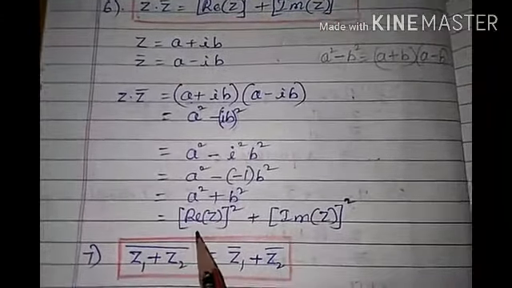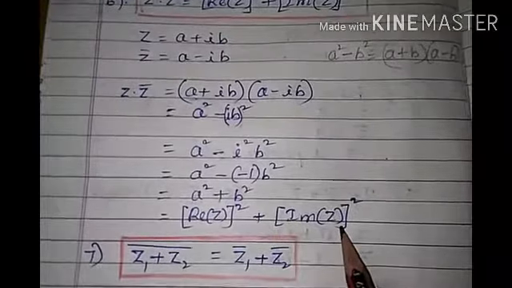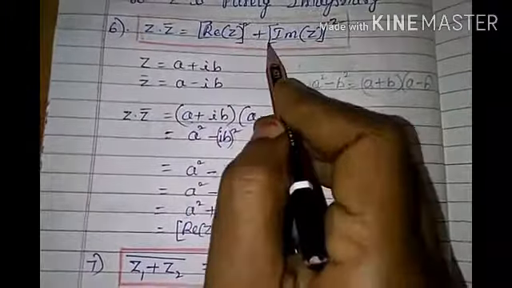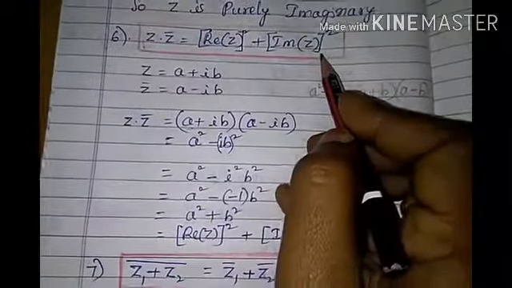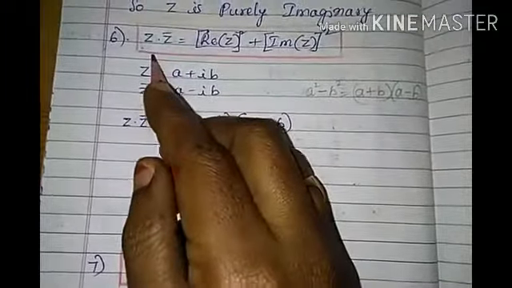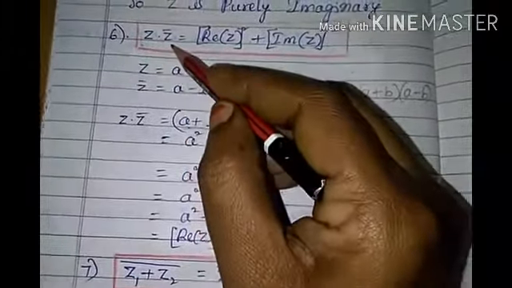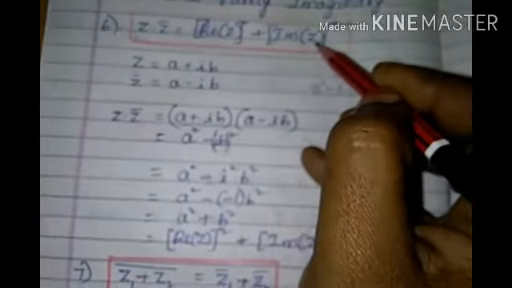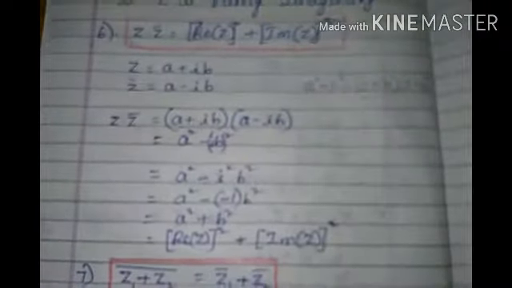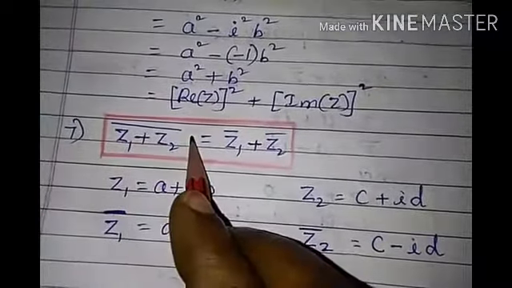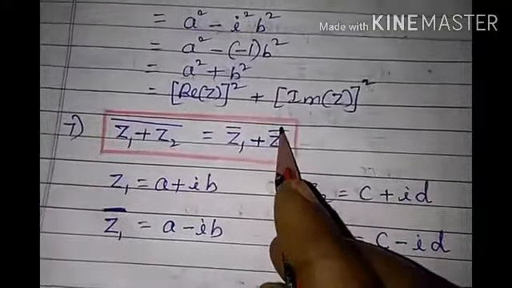Therefore, z into conjugate of z is equal to real z whole square plus imaginary z whole square. If you want to multiply z and its conjugate directly, we can write the real z square plus imaginary z whole square in simplifying any problems. The next one is z1 plus z2 whole conjugate equal to z1 conjugate plus z2 conjugate.